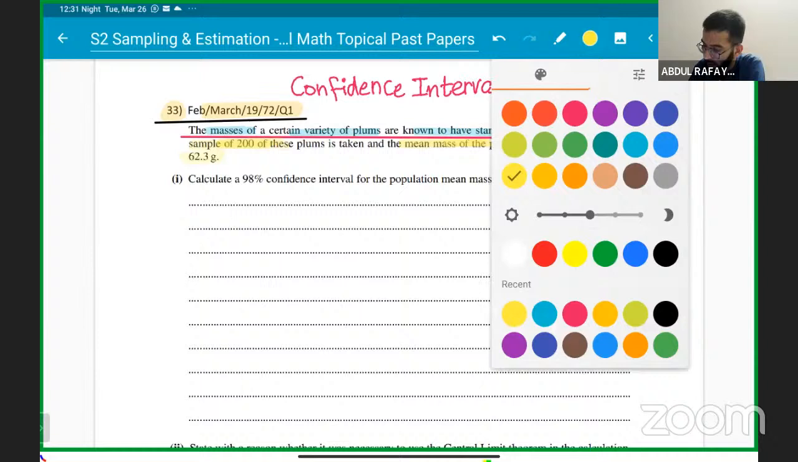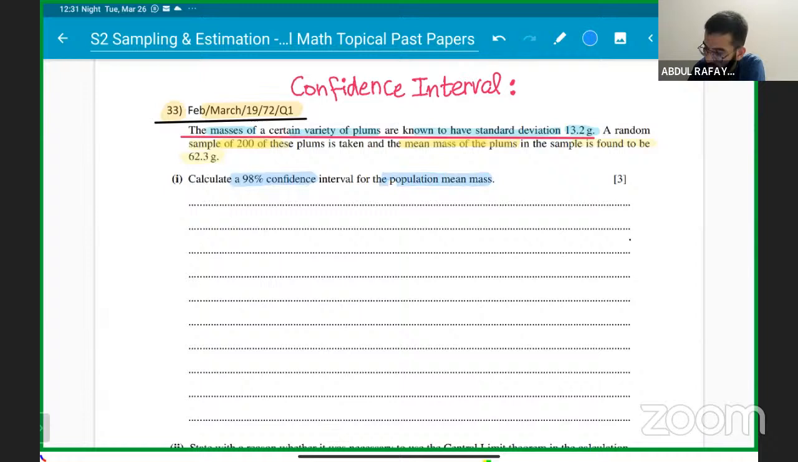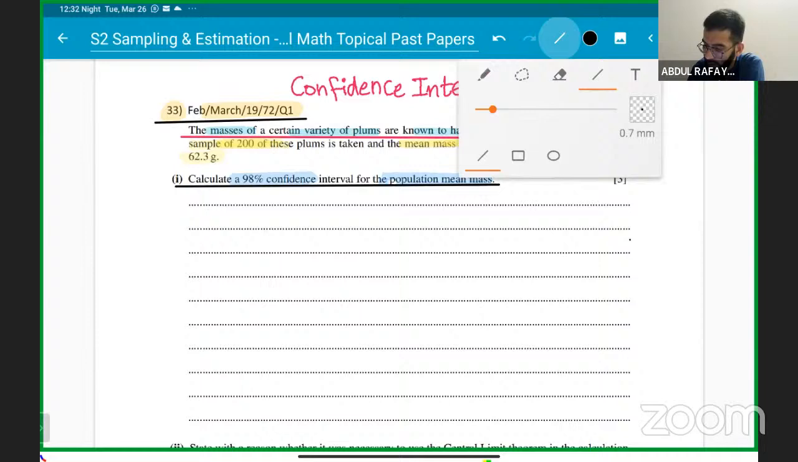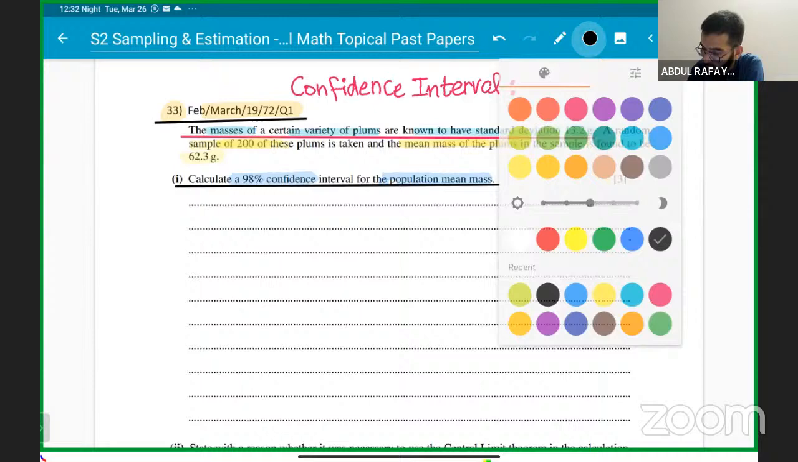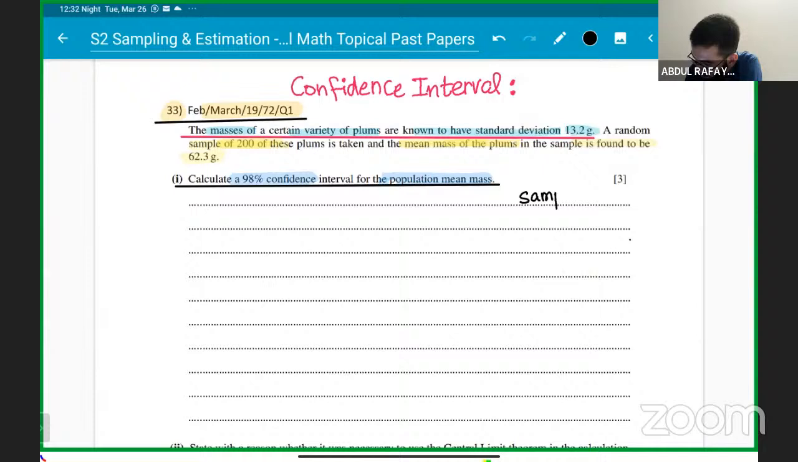Okay. So next we have to calculate a 95% confidence interval for the population mean mass. Okay, so for 3 marks we have to calculate, sir, a 98% confidence interval for the population mean mass. How are we going to find this? First thing, sir, the sample size is 200, and we have a 98% confidence interval.